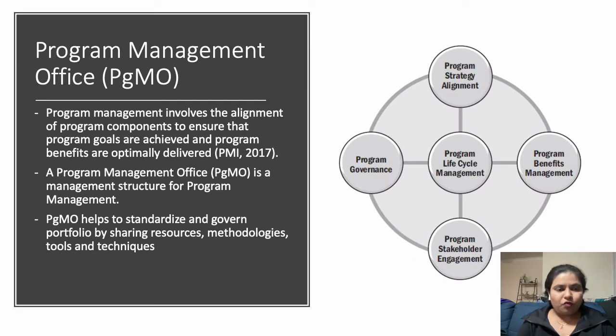Program Management Office. Program management involves the alignment of program components to ensure that program goals are achieved and program benefits are optimally delivered. A program management office is a management structure for program management. It helps to standardize and govern the program by sharing resources, methodologies, tools, and techniques, as shown in this figure.